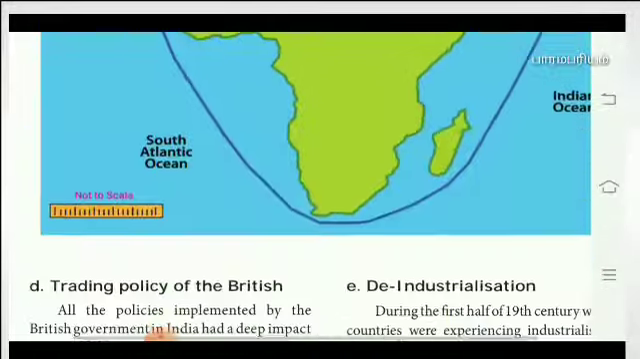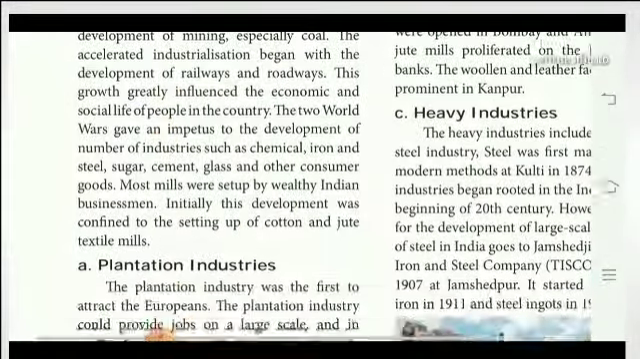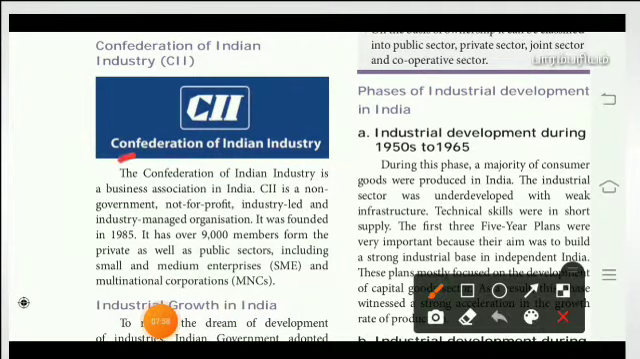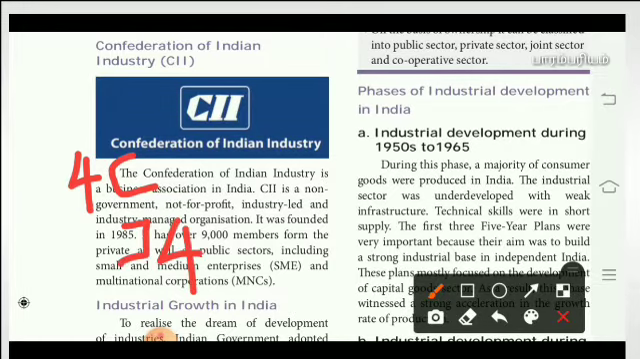Then we pass on to the fourth question. Write a short note on Confederation of Indian Industry. Fourth one, take the page number 62. Right from here, the Confederation of the Indian Industry is a business association in India. CII is a non-government, not-for-profit, industry-led and industry-managed organization. It was founded in 1985. Up to this, you can mark the answer of the fourth question.